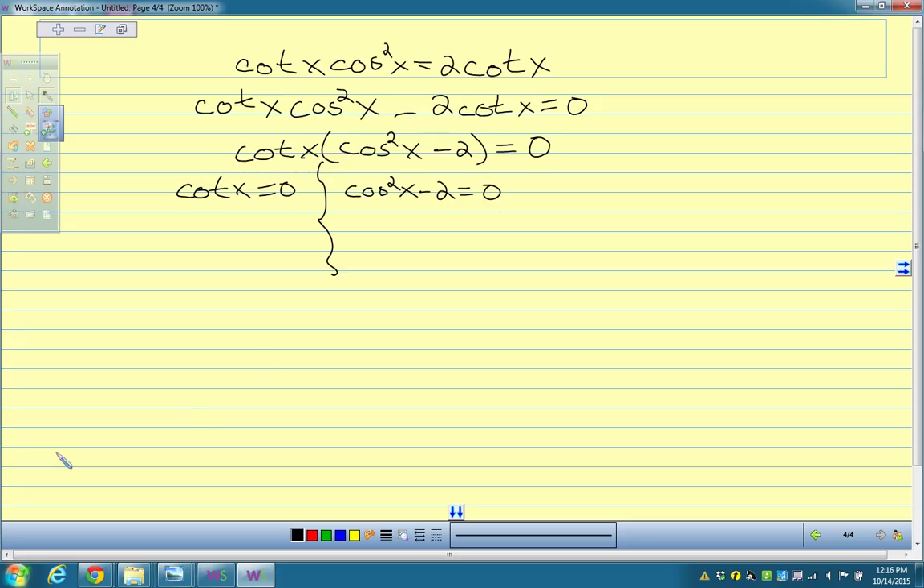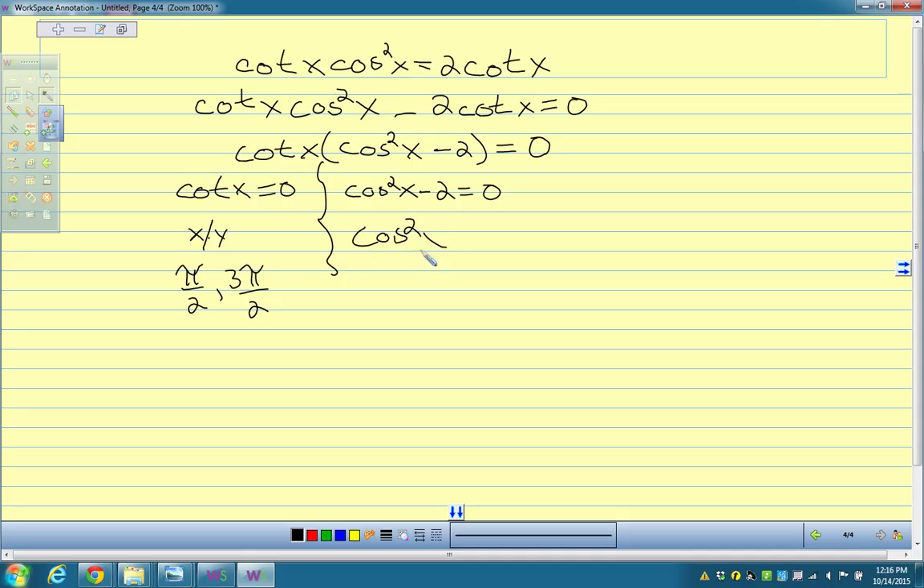Anyone know where cotangent of x is equal to 0? That's when cotangent is x over y, right? So x divided by y. Where is x equal to 0? Go ahead. Pi over 2. Way to go! Okay? So pi over 2 and another place also, 3 pi over 2. Very good.